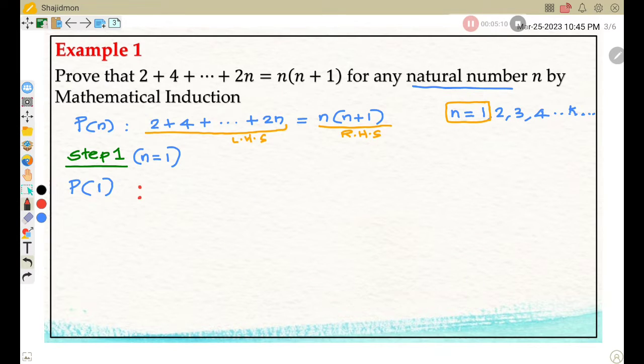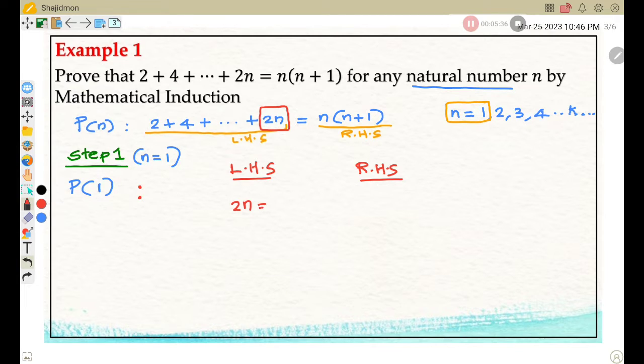What is P of 1? P of 1 is true or not. When n equal to 1, the left side and right side should be same. So what is the left hand side? First we can check the left hand side, and what will be the right hand side? We can check. What is the left hand side here? You can take the nth term here. What is the nth term here? 2n, correct? So left hand side 2n.